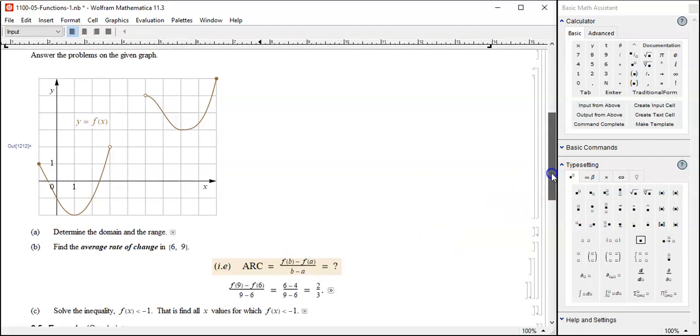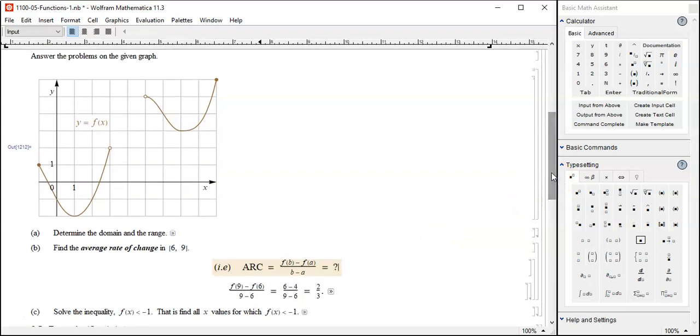And then how do you find out the denominator? Change of x coordinate, 9 minus 6, that's easy, that's straightforward. Going from 6 to 9. Now, how about the numerator? Well, f of b minus f of a, so I need f of 9 and f of 6.